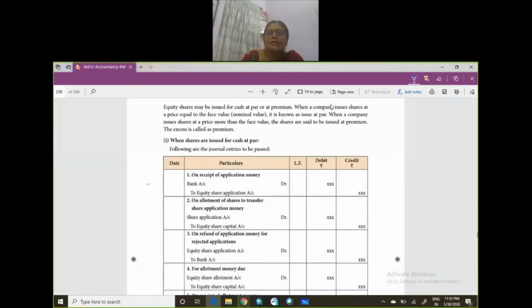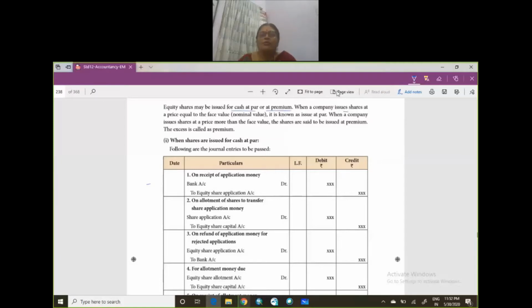In the last class, we saw what equity shares are, the process of issuing equity shares, how shares can be issued for cash in installments, for cash in lump sum, and for consideration other than cash. Now, equity shares can be issued for cash at par or at premium.